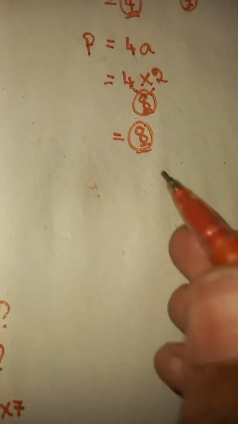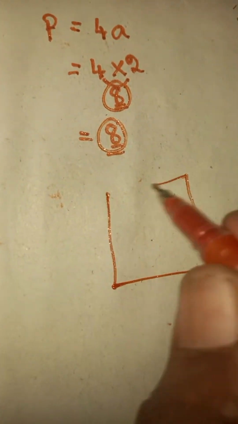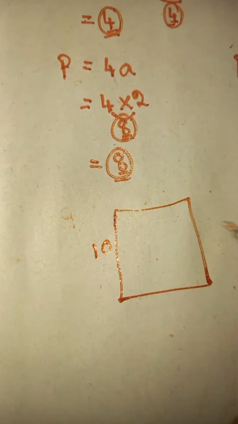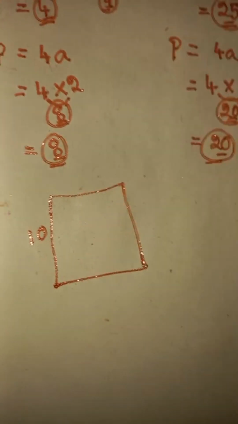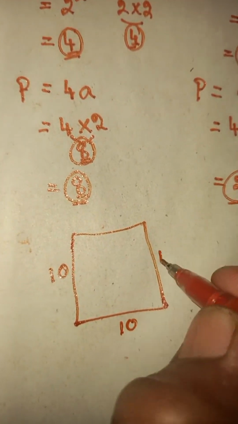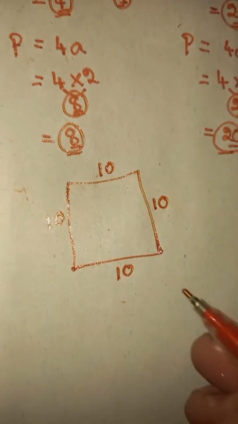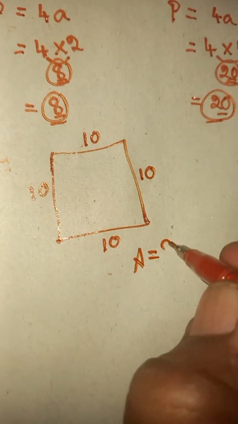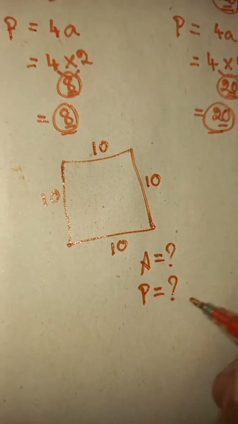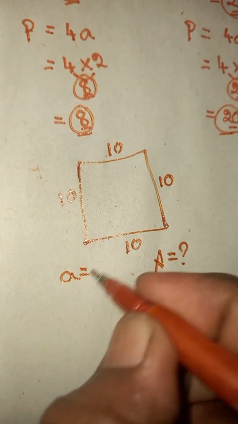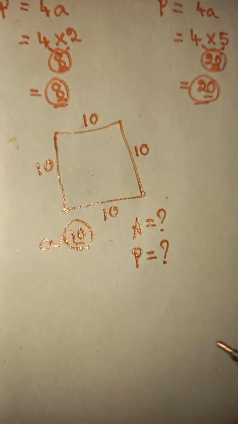Now let's take one more square. In this square, they have given all sides of the square as 10 units. When all sides of the square are 10 units, you need to find out what the area and what the perimeter of the square is. Here the side length is 10 units. You can do it.